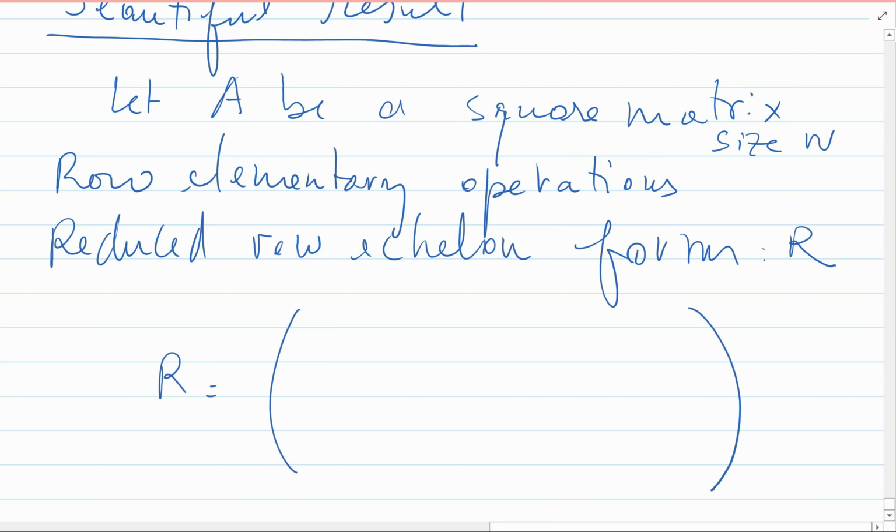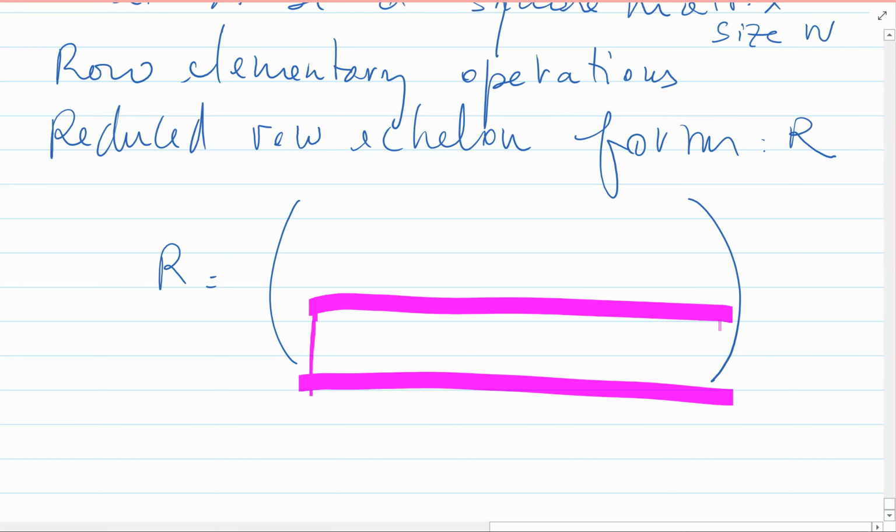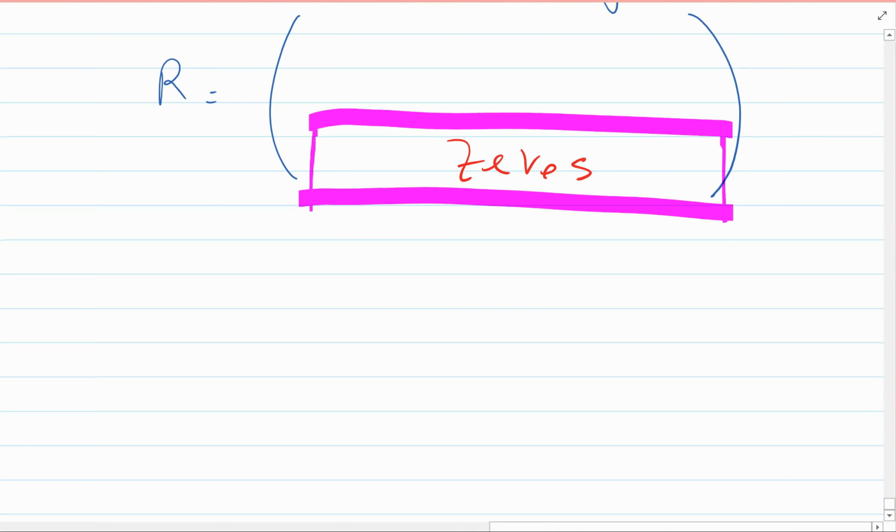This R is also a square matrix with size n. What's interesting is we have two options. Either we have zeros at the bottom, or not. So either we have zero rows or we have no zero rows. So if R has no zero rows, what happens?